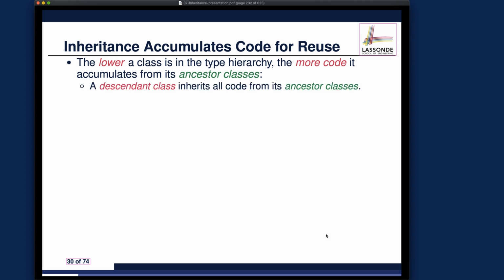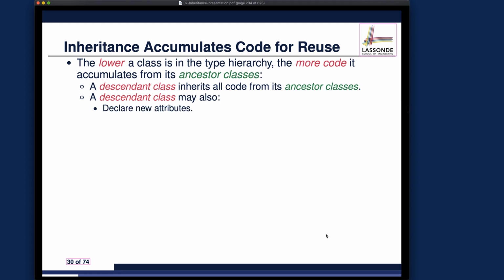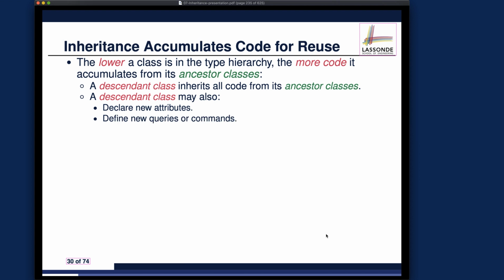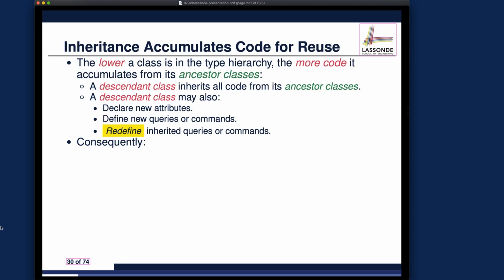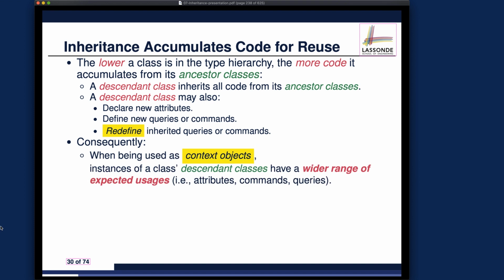A descendant class inherits all the code from its ancestor classes, and it may also declare new attributes, new queries or commands, the routines, or it may redefine the inherited queries or commands. That's something you know already. I just want to remind you. So what's the consequence of this? Let's discuss 2 consequences. Consequence number 1. When being used as a context object, instances of descendant classes have a wider range of expected usages for attributes or routines. What do I mean by that?